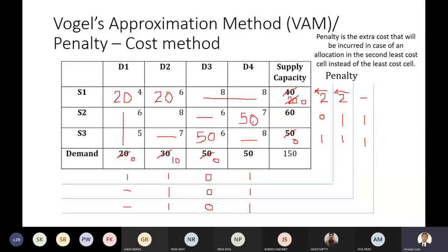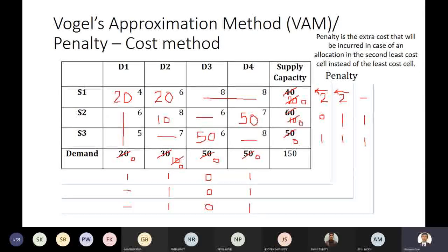You'll be making an allocation of 50 here. So demand for this will also get exhausted. Okay. This will reduce to 10. And then we are left out with only just one cell. So we'll make an allocation there. 10. So this demand has also exhausted to 0, whereas this supply has also exhausted to 0.